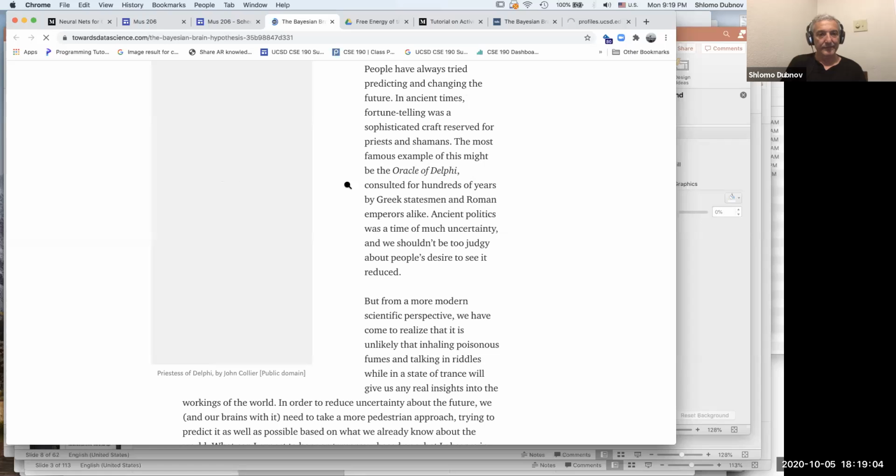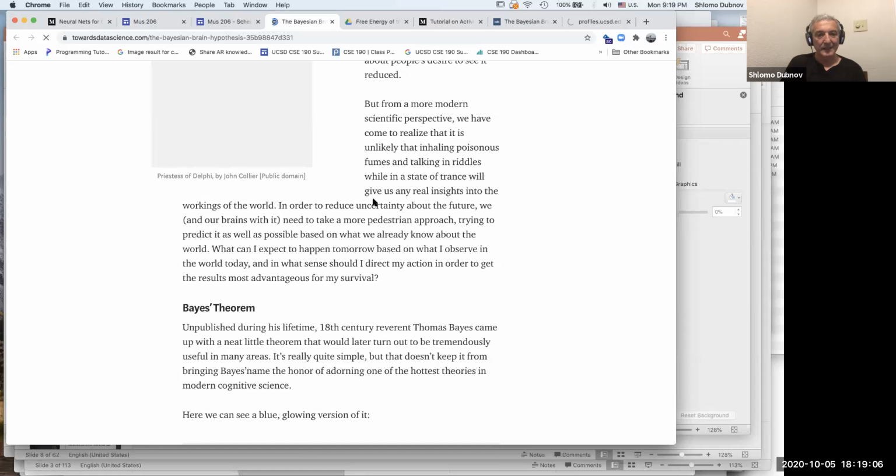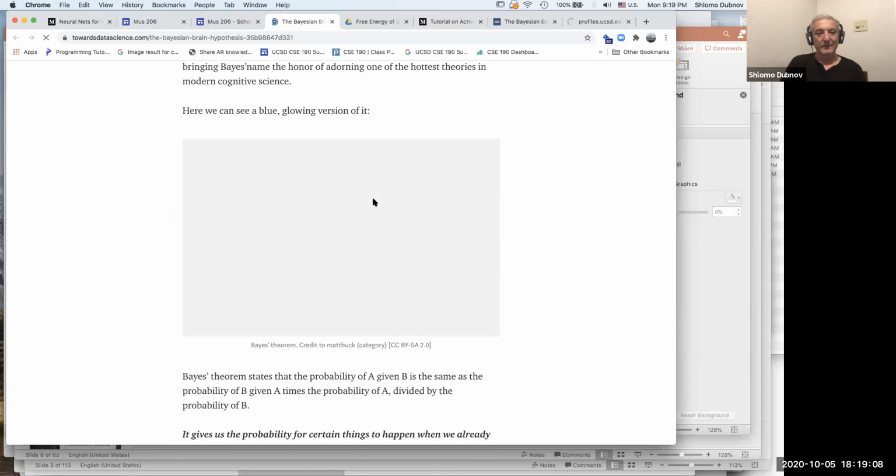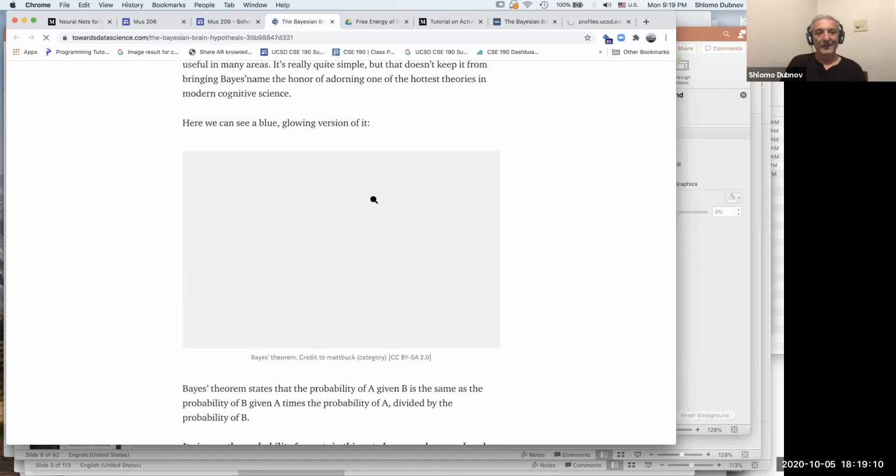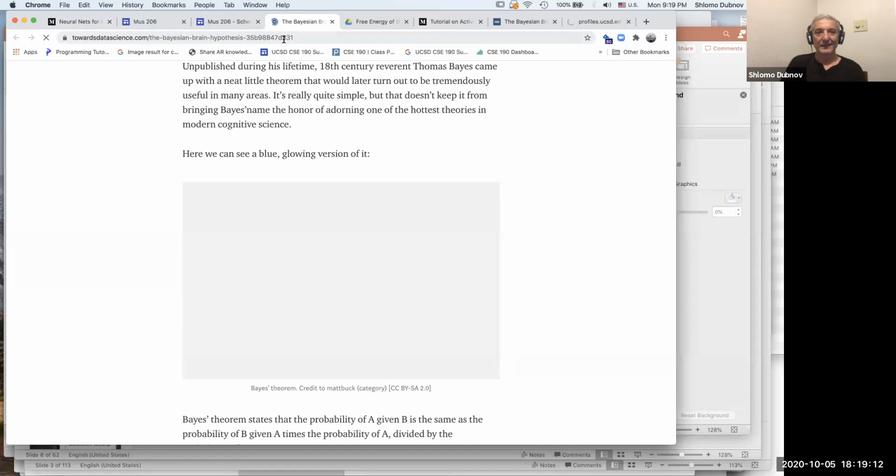It's not loading the images, but I didn't realize that the internet connection would be a problem.